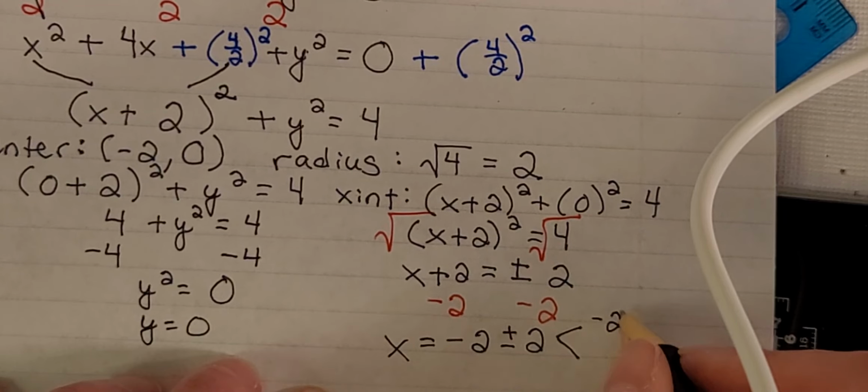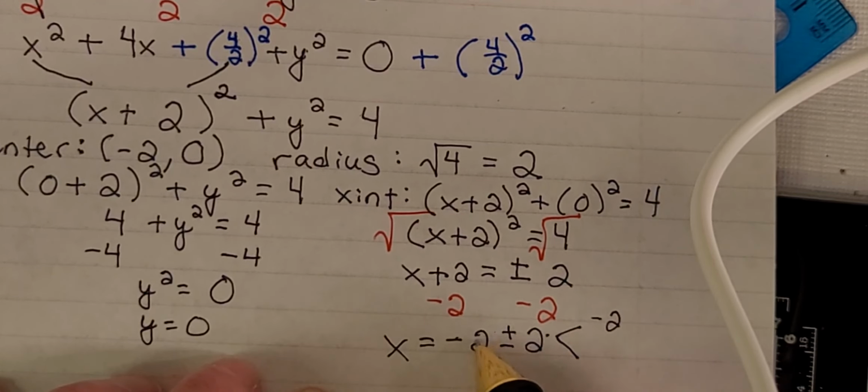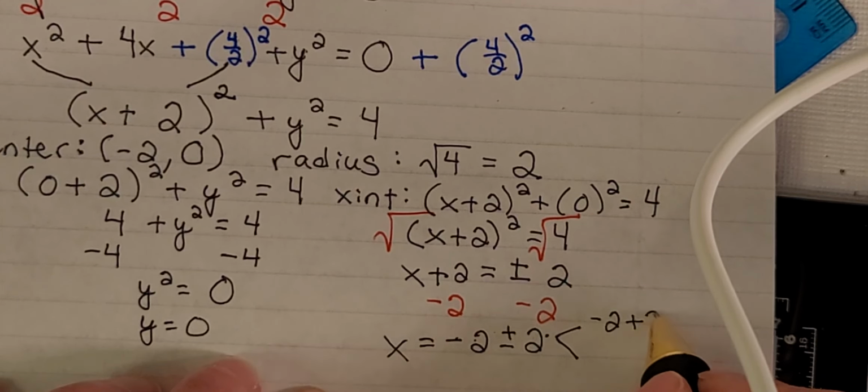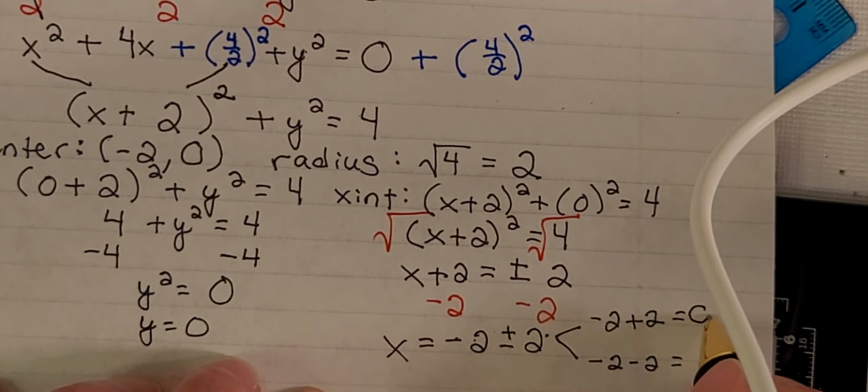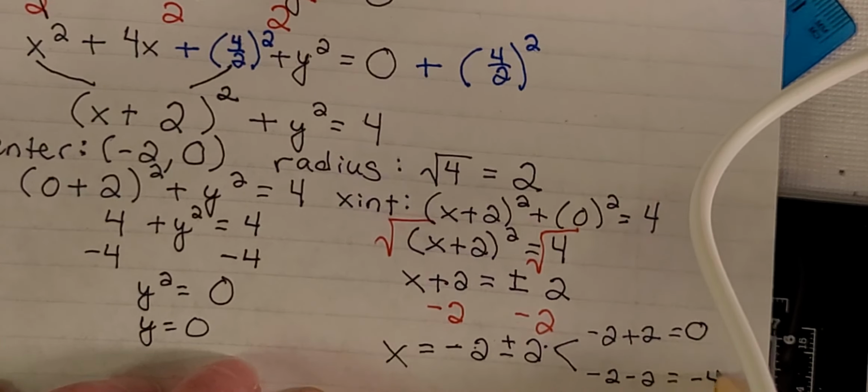So we have -2, and you read across the top. So we have -2 plus 2, and then we have -2 minus 2. So the first one gives us 0, and the second one gives us a -4.